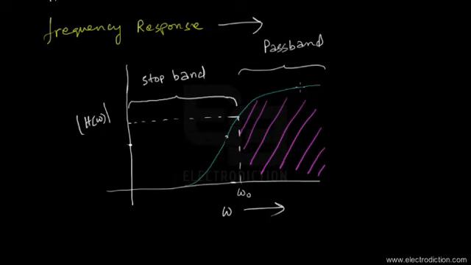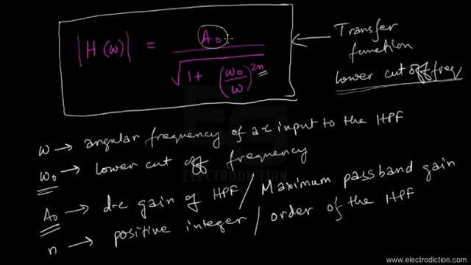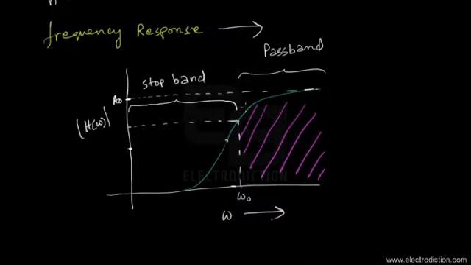And of course, as I was saying, in the pass band, the maximum amount of gain provided by the filter circuit to those frequency components lying above the lower cutoff frequency is A0. As the transfer function over here points out, this A0 is the maximum amount of gain offered by the filter circuit to those signals having frequencies above omega 0, above the lower cutoff frequency. So that's the maximum gain that the signals in the pass band would experience.